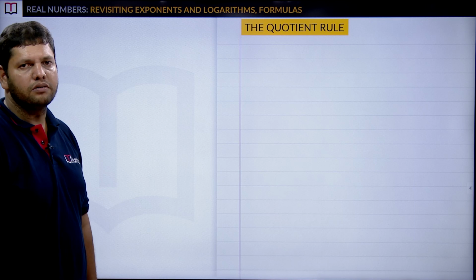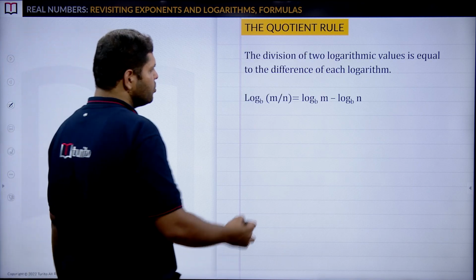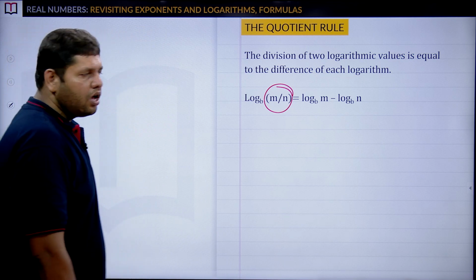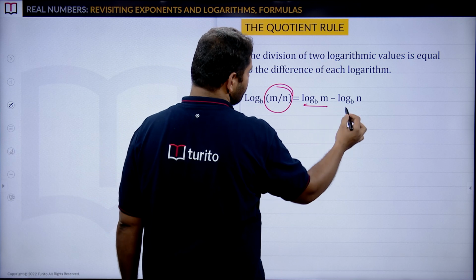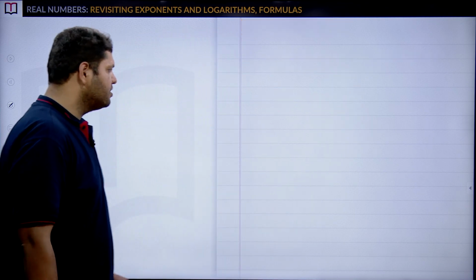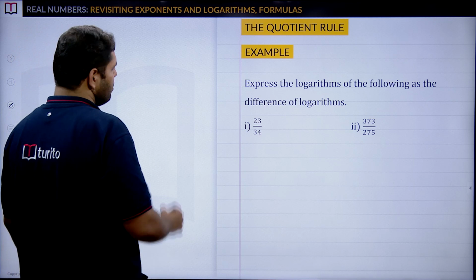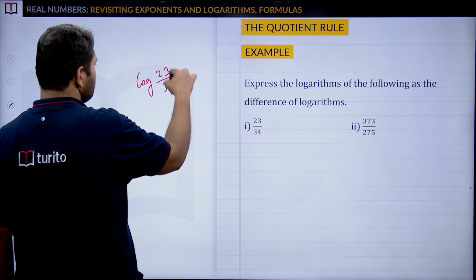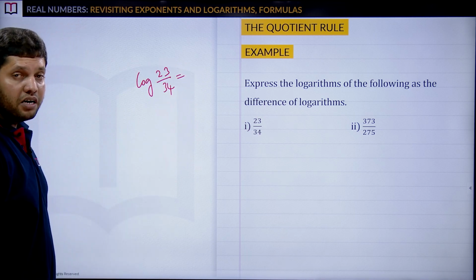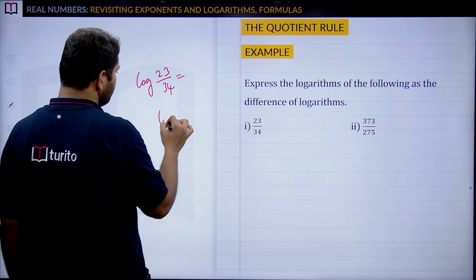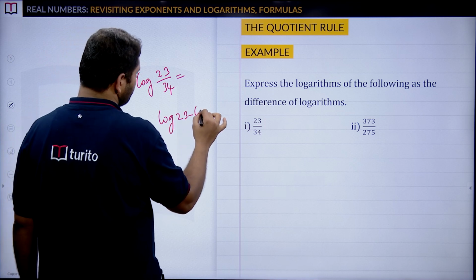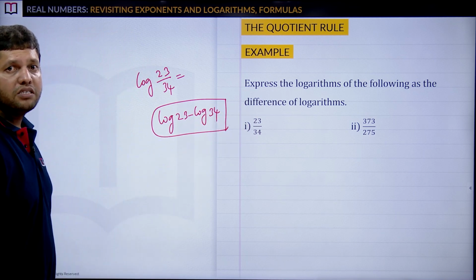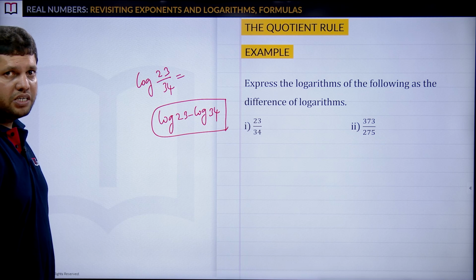Next one, children, quotient. Here quotient means division. So log of m by n. Here division means you have to write subtraction form. So log of m by n we can write as log m minus log n. We'll take one example, children. Log of 23 by 34. Both are under division, so we write in subtraction form. Log 23 minus log 34. So division means here subtraction, and multiplication means here addition.